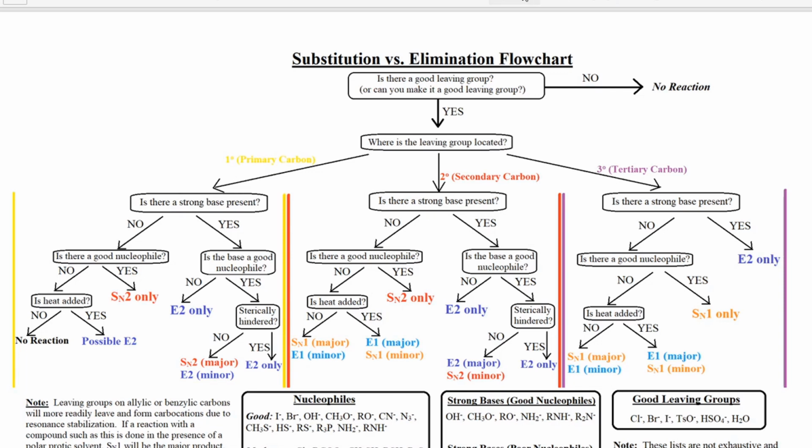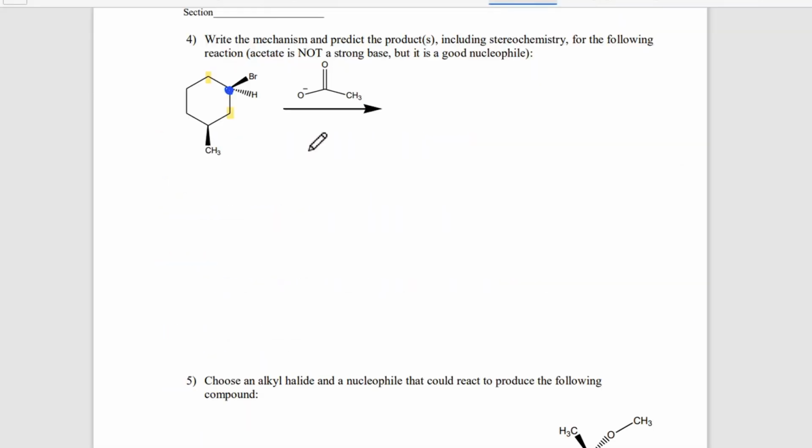So you have a secondary carbocation, not a strong base, but it is a good nucleophile. We are going to have SN2 only. So then we can go back to here and recognize, okay, so this is going to be SN2. This is going to come in and hit this with a backside attack. And because it hits with the backside attack, it's going to flip the configuration.